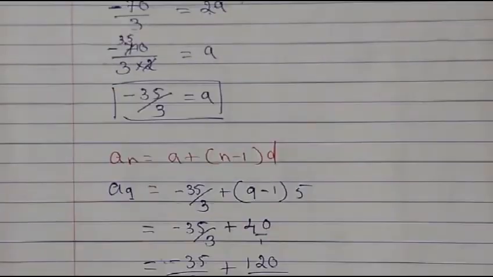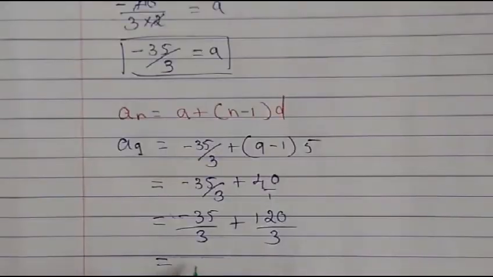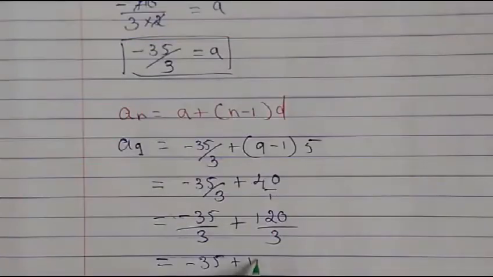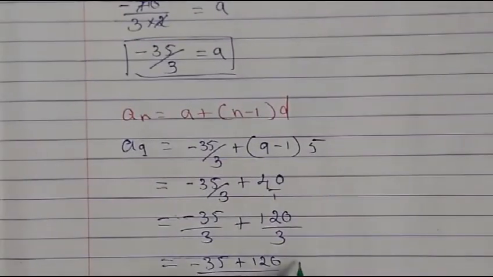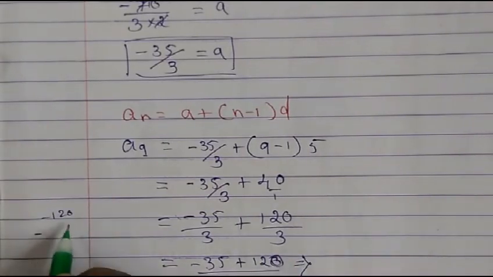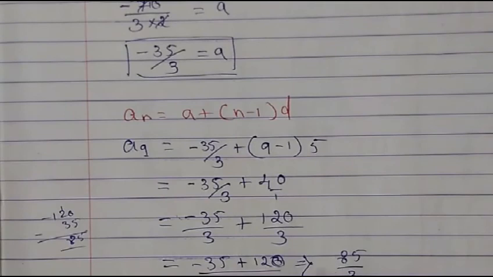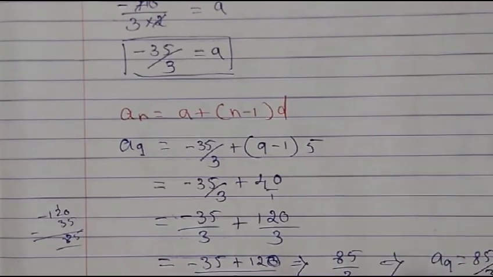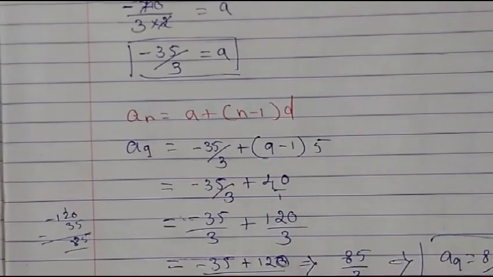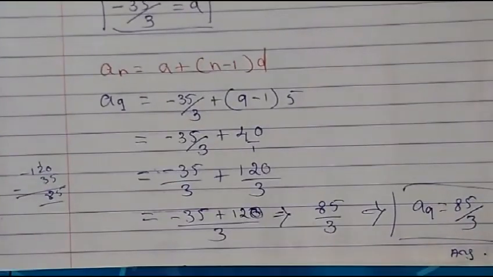Then we will get 120 upon 3. So now minus 35 plus 120 upon 3 will give us 85 upon 3. So this is a9 equal to 85 upon 3. So that's our answer. That's it.